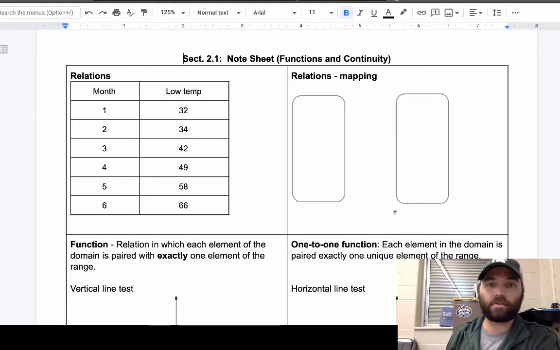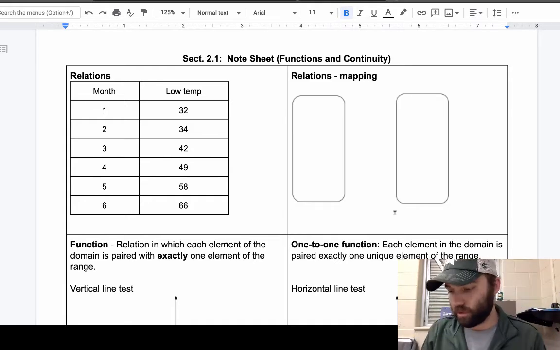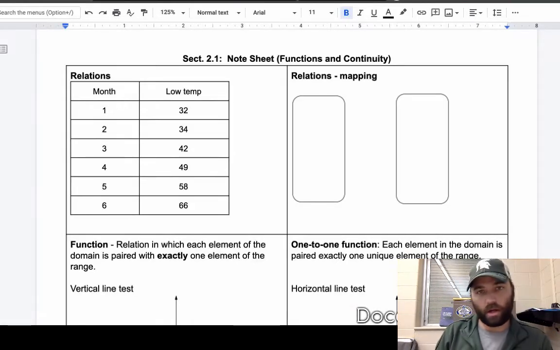Okay, let's talk about section 2.1, functions and continuity. We're going to try and lay the groundwork here for chapter 2, where we'll be doing a lot of function analysis. All right, so let's start just by talking about relations. And a relation is just a formal relationship between two sets of numbers.